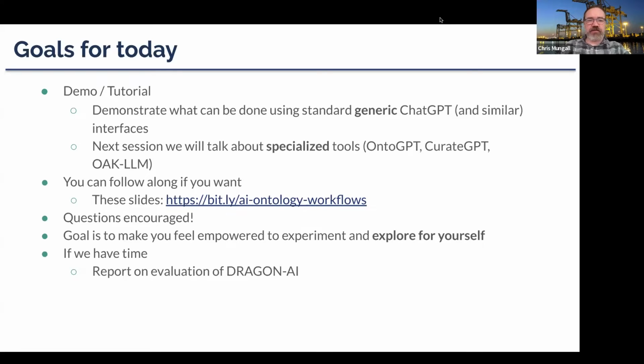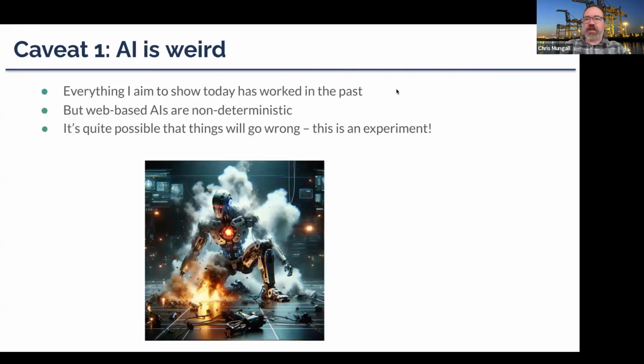The idea here is to be quite interactive. And I hope this makes you feel empowered to experiment a bit more and explore for yourself. One of the resounding messages that I try to give here is that this is all a very new space, and none of us really know exactly how it's going to play out. So it really helps if we build up a little community of practice here around oboe and share our experiences. Maybe we can even write this up later as a group. Then if we've got time, maybe I'll do a brief report on some evaluation we did on some AI methods for generating ontology terms.